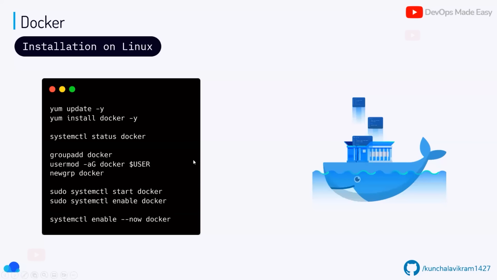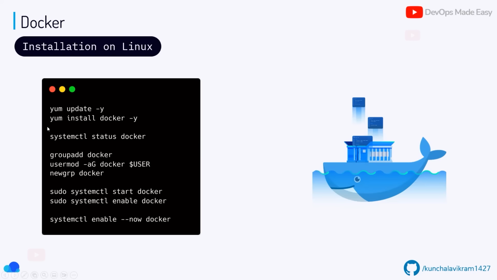I'll go to the official documentation. We haven't started looking at it yet. Installation on Linux is pretty straightforward. You just have to run a command, yum install docker -y. That's it. It will automatically install Docker.